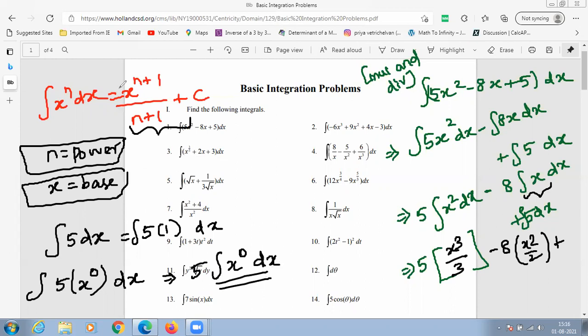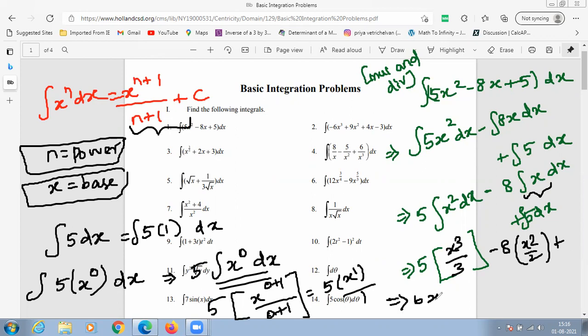So now I'll be comparing this with this formula. If I do that, the value of n is going to be 0, and the x is x. So it's going to be 5 times x power. What I'll do, I'll just raise its power by 1, and in the denominator also again I have to write the value of n and increase its power by 1. It's 0 plus 1 upon 0 plus 1. So that is 5 into x power 1 upon 1. That is 5x. So integration of 5 into x power 0 is nothing but 5x.